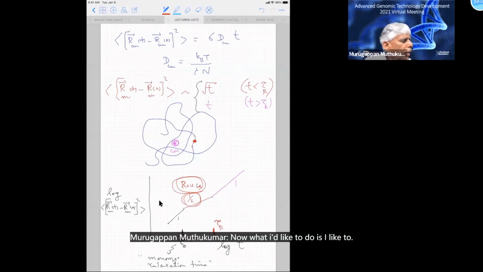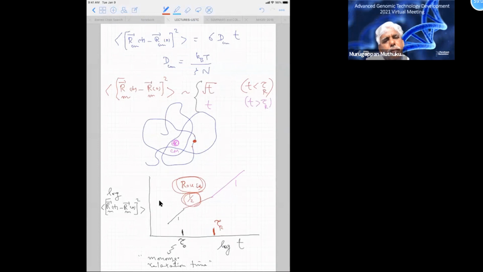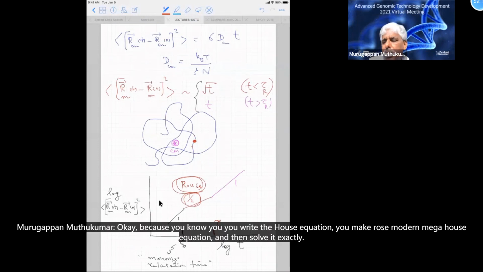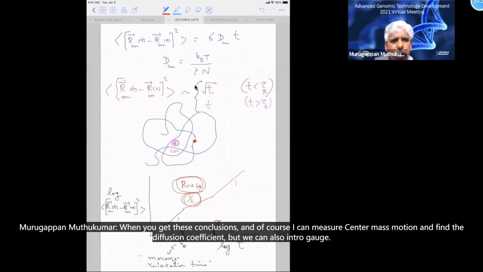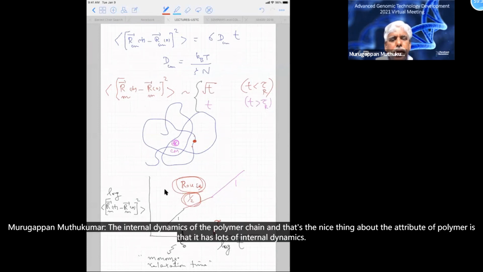Okay. Now what I would like to do is connect this with experiments. Because you write the Rouse model, you make the Rouse equation, and then solve it exactly. Then you get these conclusions. And of course, I can measure center of mass motion and find the diffusion coefficient. But we can also interrogate the internal dynamics of the polymer chain. And that's the nice thing about the attribute of a polymer, that it has lots of internal dynamics.